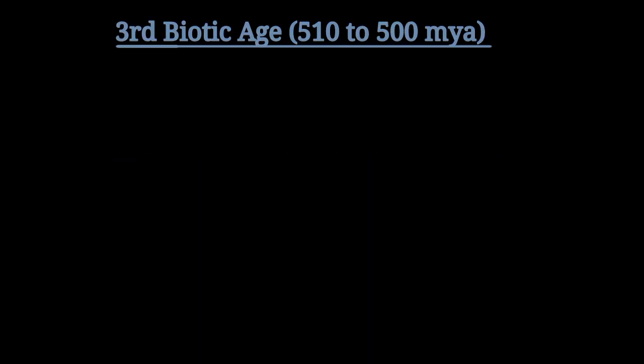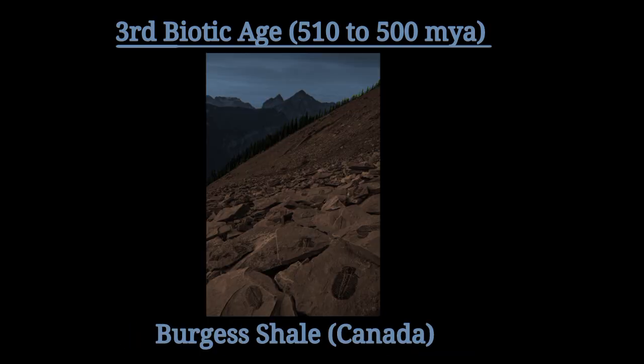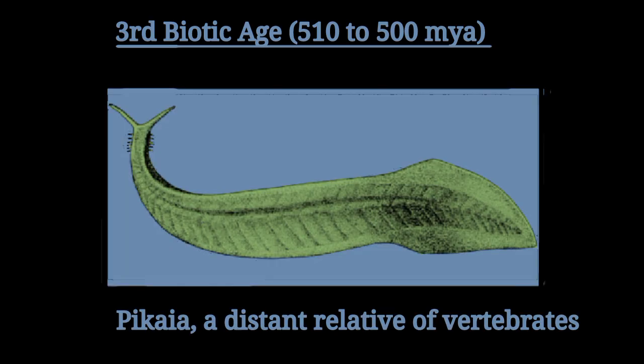Life quickly recovered following the mid-Cambrian extinctions. With Archaeocyathids gone, common sponges rapidly diversified in their place. Many of the new forms that appeared can be found in the Burgess Shale in Canada. Dated to around 505 Ma, it shows some of the third biotic age's most iconic creatures. These include Opabinia, Marrella, and Pikaia. Pikaia is particularly noteworthy as it is considered a distant relative of vertebrates.